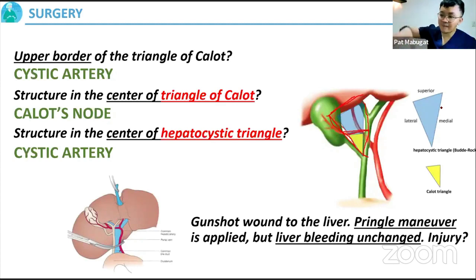So you can clamp the hepatoduodenal ligament and stop the bleeding of the liver. However, if the bleeding persists, what does it say? It means that the bleeding comes from the back of the liver, retrohepatically, from the inferior vena cava and the retrohepatic veins, right? Okay, so Pringle maneuver, if it stops bleeding, okay. If it does not stop bleeding, this is a board exam question, the bleeding usually comes from the back, the inferior vena cava, or the retrohepatic veins.